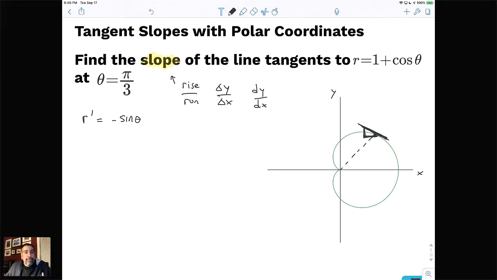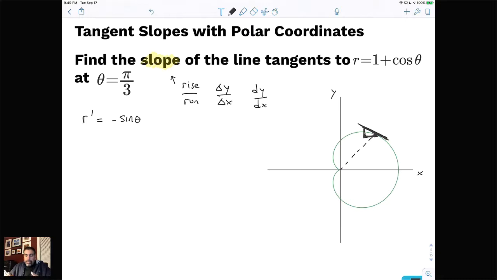Students will struggle with that greatly at first because they see r and theta and they think the derivative is going to be in terms of r and theta. Now, you can take r prime and find negative sine theta, but it doesn't mean the slope the way that we're thinking of a rise over run slope.